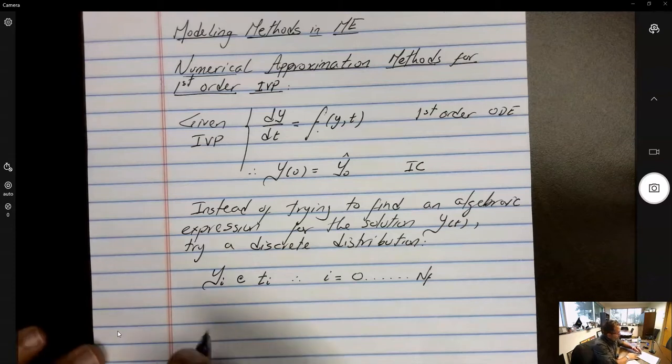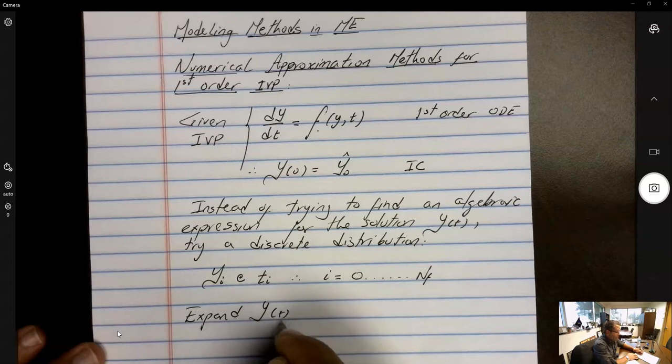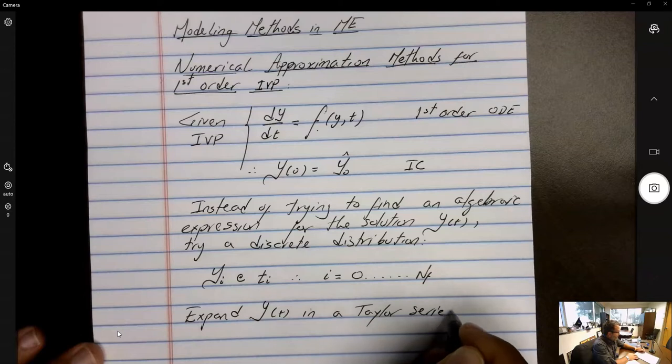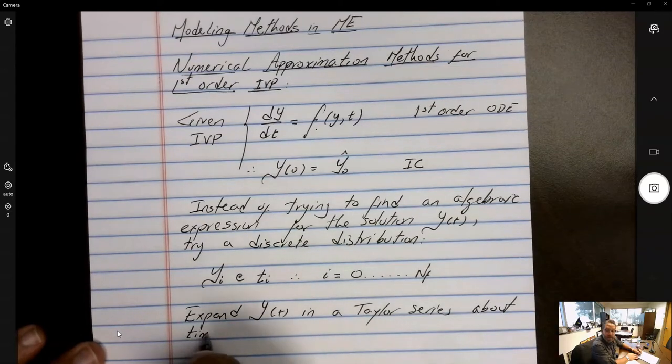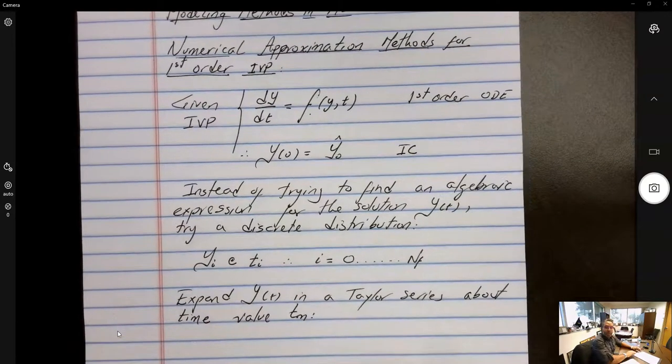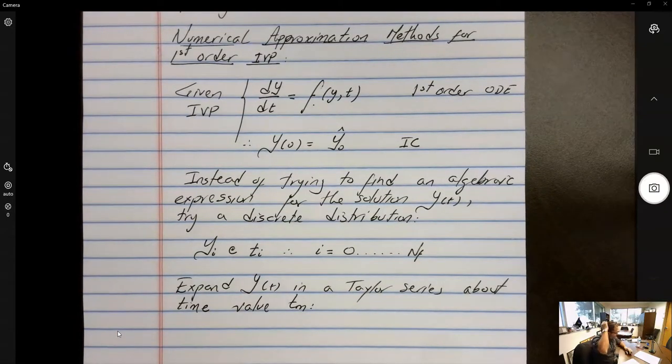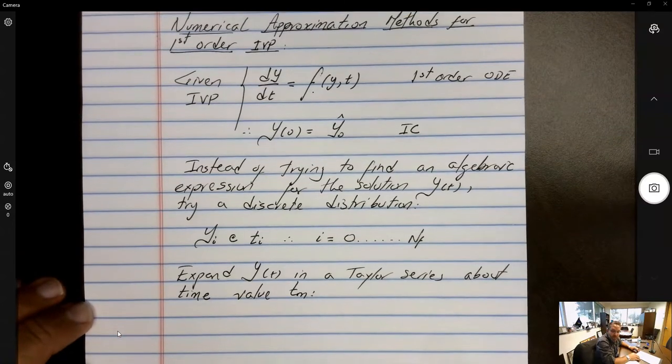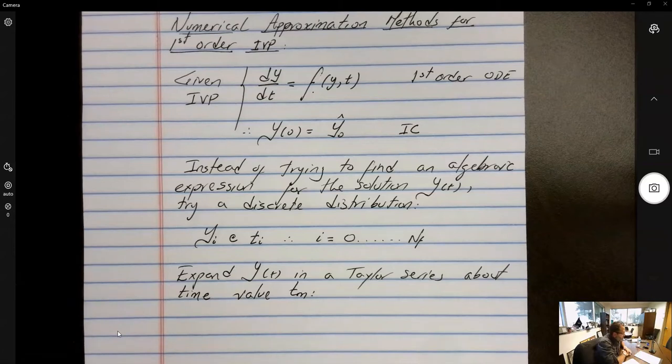In order to do that, I'm going to expand y of t in a Taylor series about time value t_n. If you remember Taylor series, and we've used this approach in this class before, it states that you can expand any function as an infinite polynomial series. Any continuous function, whatever it looks like, sine, cosine, exponential, logarithmic, I can express it in terms of a polynomial that has an infinite number of terms. And that's an exact approximation if you include all infinite terms. It turns out that you can truncate it and make it an approximate function, a polynomial that approximately gets you to the original function.